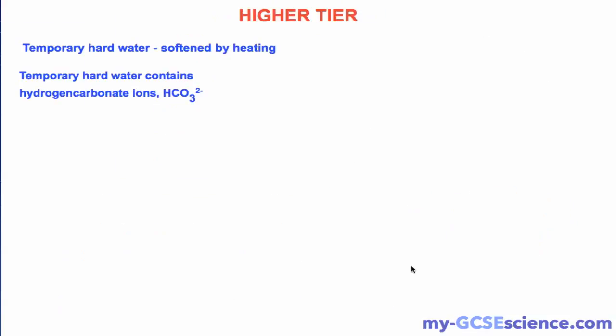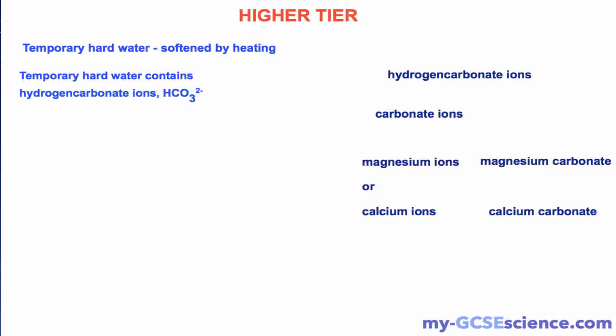The last thing I want to go through is for the higher tier only. So if you're doing the higher tier, you do need to know about this, and this is how temporary hard water is actually softened when you heat it. So the first thing to remember is that temporary hard water contains what we call hydrogen carbonate ions, and it's written like this, HCO3 with a little charge of a minus. So we have our hydrogen carbonate ions.